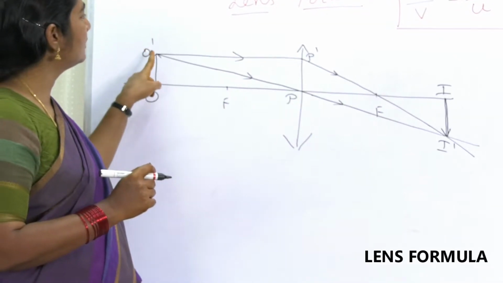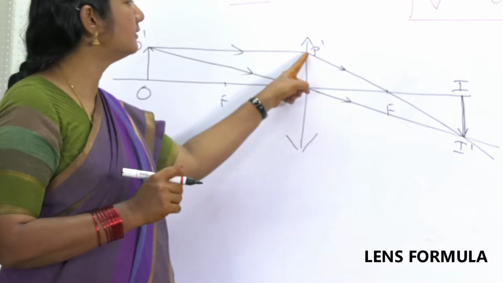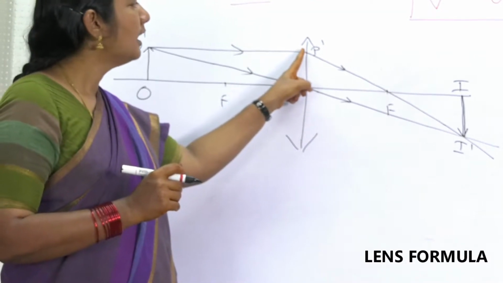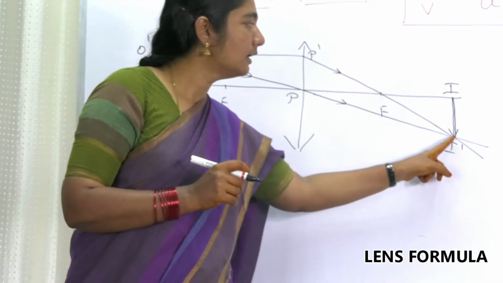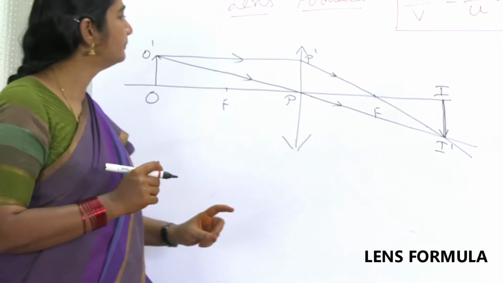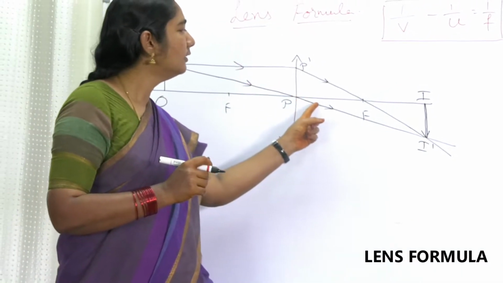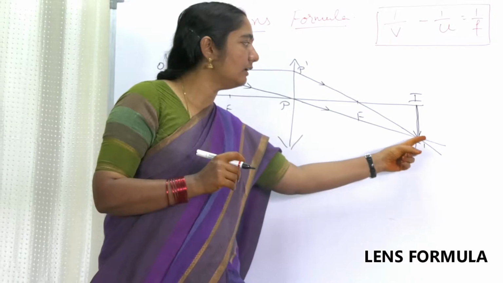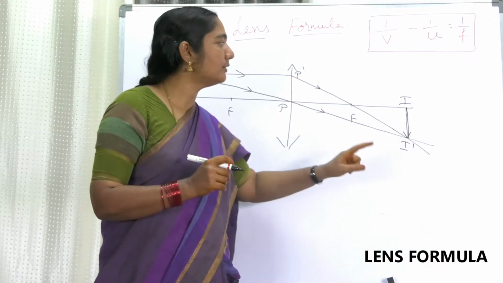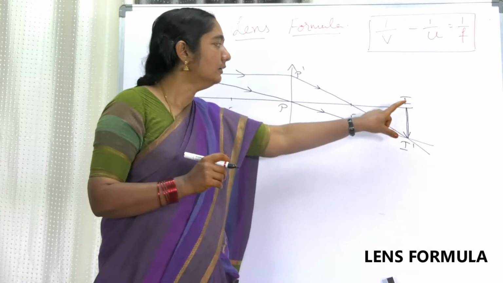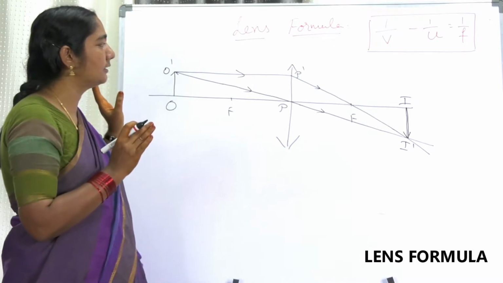From this object, the ray which is going parallel to the principal axis, already you know this point, after refraction passes through the principal focus and goes like that. And the second ray, which is passing through the optical center, goes straight without any deviation. These two lines intersect at a point where the image is formed. So, my dear friends, now you understood how to draw this diagram.